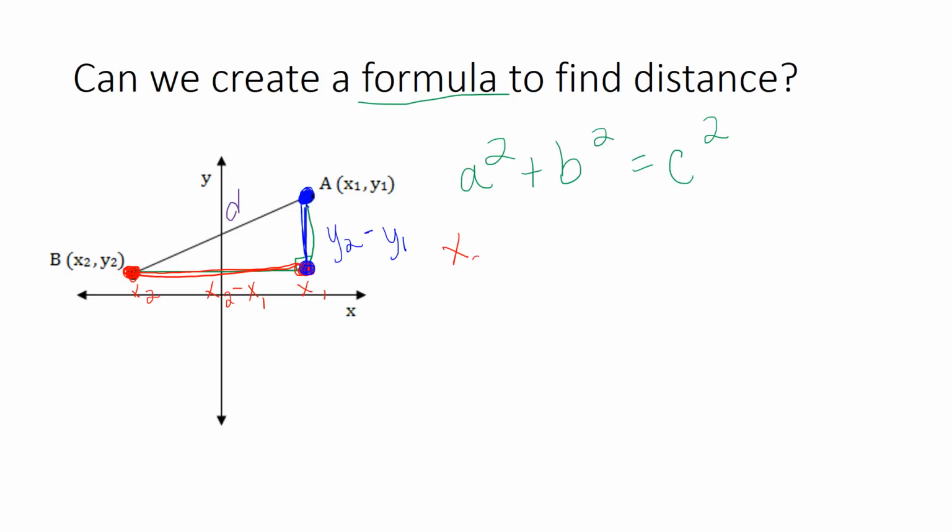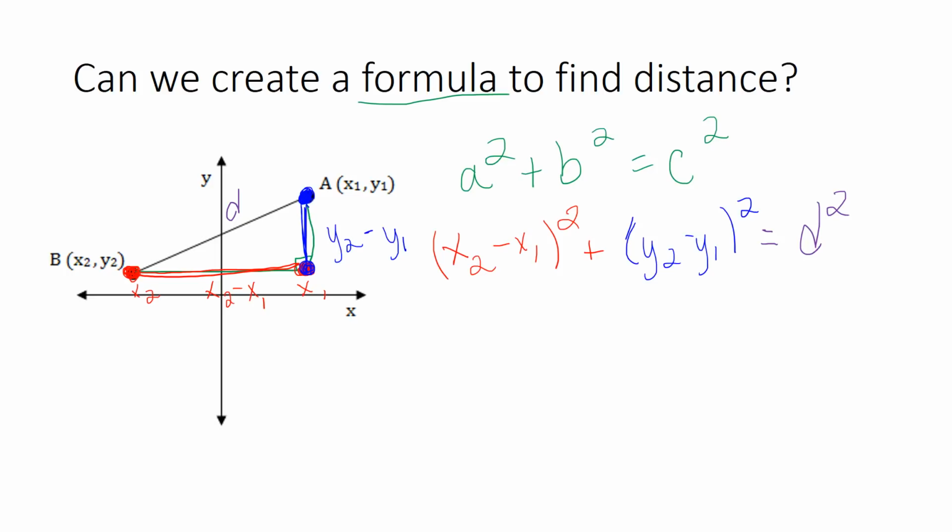So that side length is x2 minus x1, quantity squared. And then B is that blue side, the height, which is y2 minus y1, quantity squared. And then our C is actually the hypotenuse, which is just d squared. So I don't know any of these numbers right now. I just have an equation written with all variables.